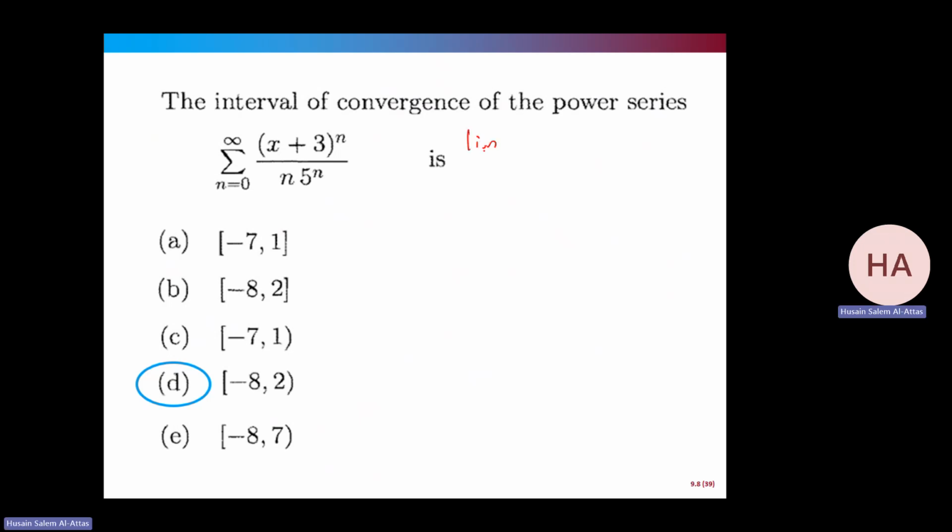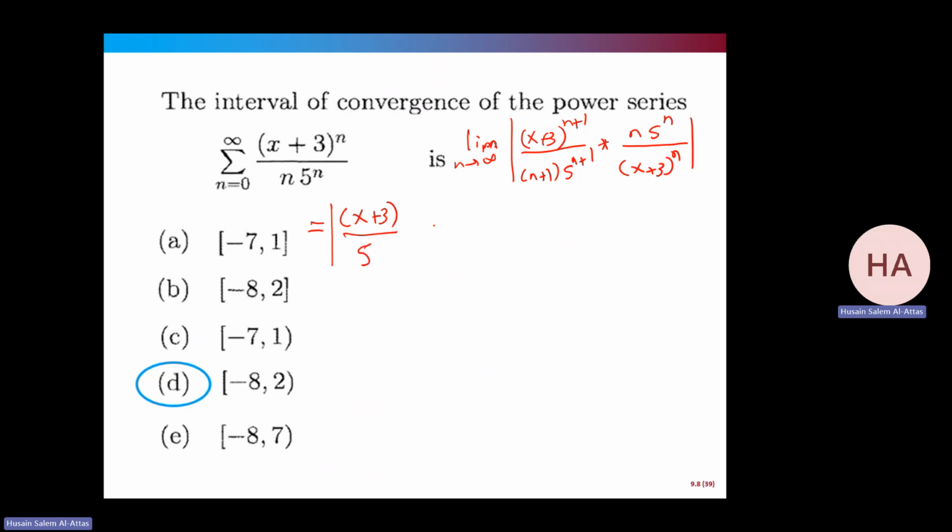So we'll find the limit, but let me try a different example. I have x plus 3 to the power n plus 1 over n plus 1, 5 to the power n plus 1. Taking the reciprocal of that, n 5 to the power n over x plus 3 to the power n. Using the ratio test, I have x plus 3 over 5, and then n over n plus 1, which is 1. So I have absolute value of x plus 3 over 5. I want this to be less than 1 for convergence.